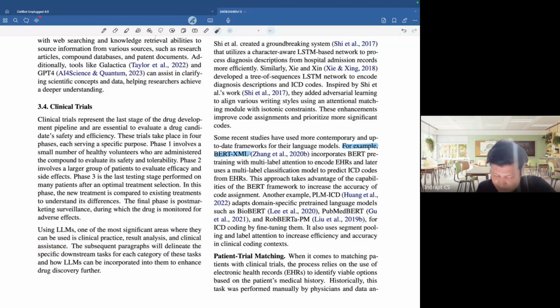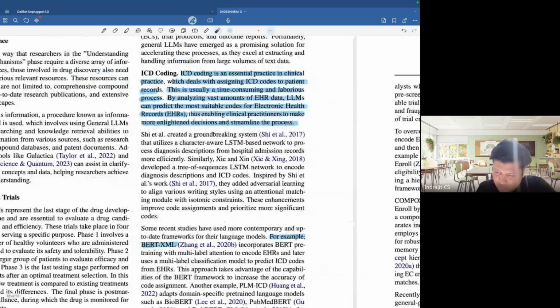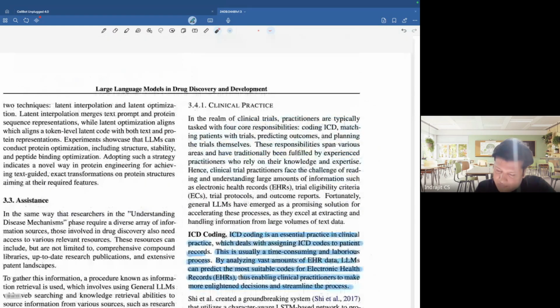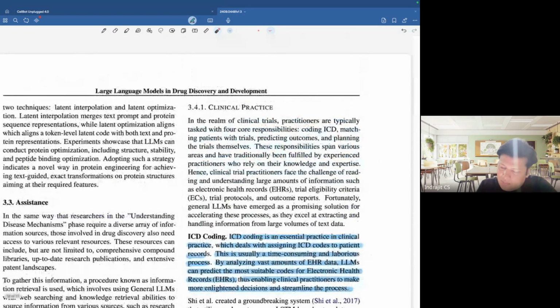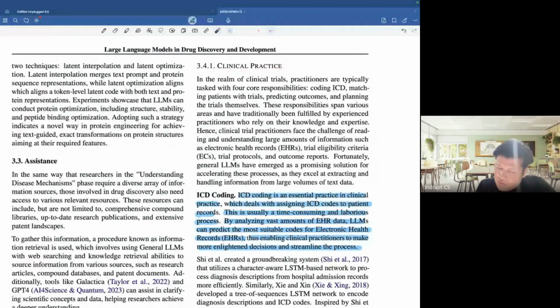And the subsequent paragraphs will delineate these. So let's go with that. Basically, the first is clinical practice. So coding ICD, matching patients with trials, predicting outcomes, and planning the trials themselves. These are the clinical practices that we are talking about, the responsibilities in the clinical trial.